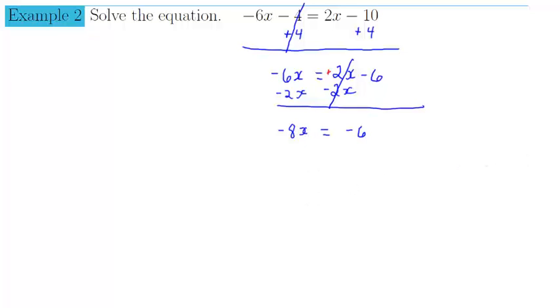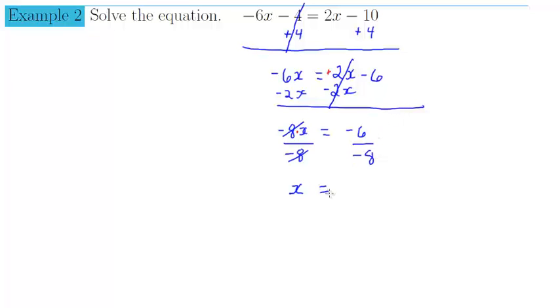Okay. Now finally, you see this negative 8 is attached to this x by multiplication. So if I want to isolate the x all by itself, I have to get rid of this times negative 8. So I divide by negative 8. Right? Division is the reverse operation for multiplication. So the negative 8 divided by the negative 8 will give me 1. So I'm left with 1x. I'll just write x.